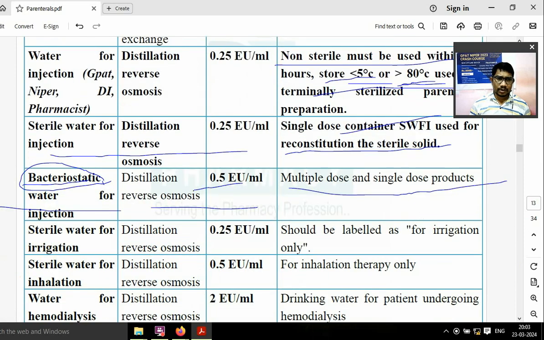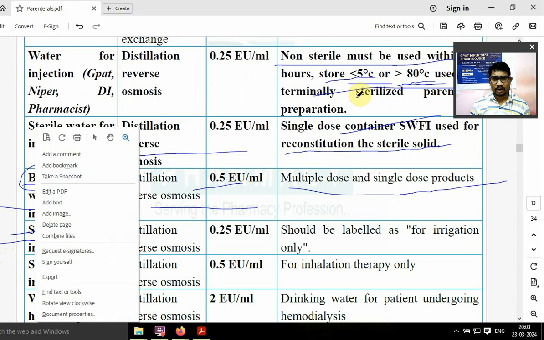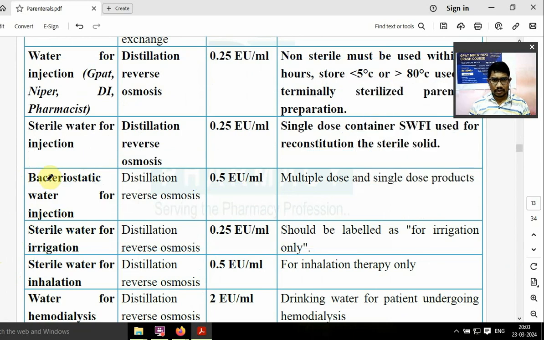Sterile water for irrigation. आपको कुछ internal organ का washing करना है. Irrigation means washing. Sterile water for irrigation means washing, right? So prepared by again distillation reverse osmosis.